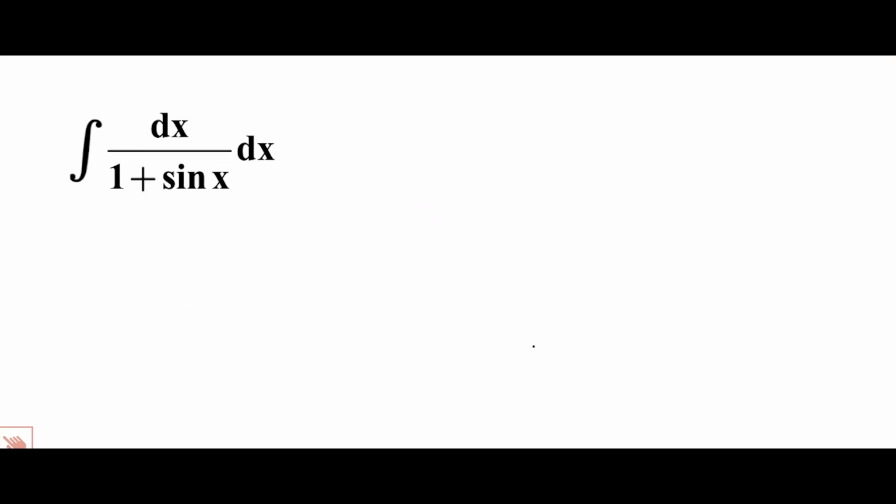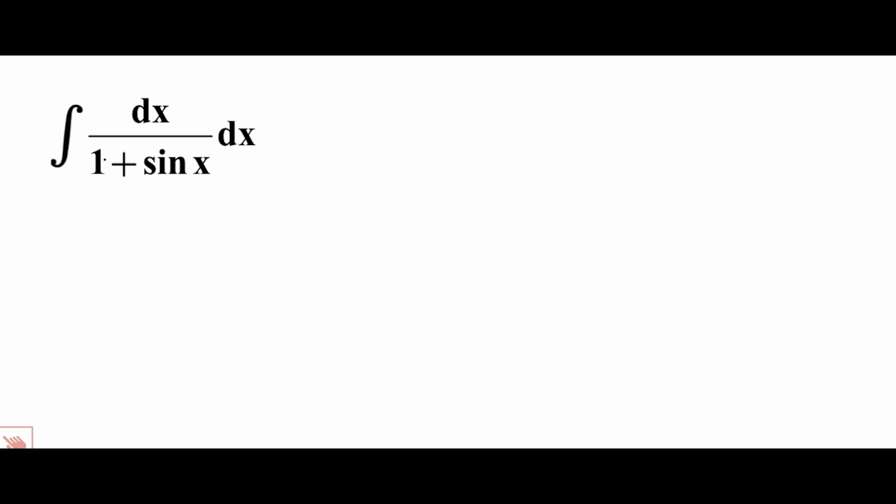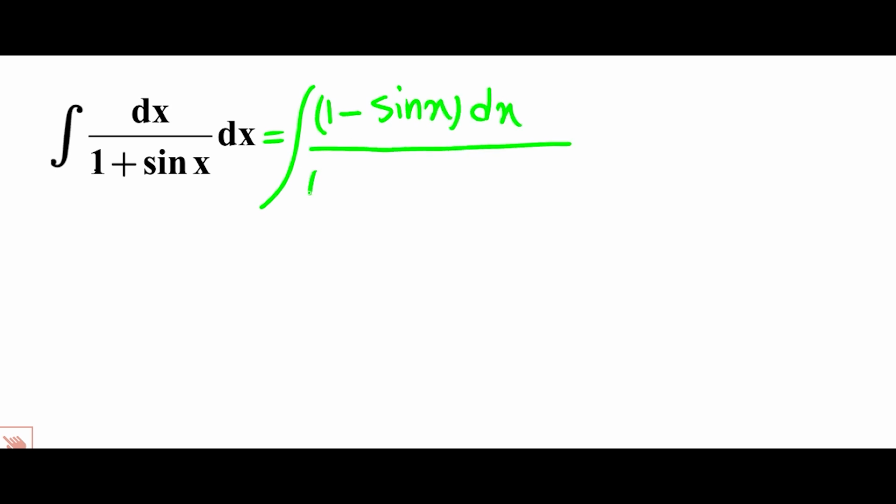Number 2, evaluate the integral of dx over 1 plus sine of x. First, we use the conjugate of the denominator, so we multiply the numerator and the denominator by 1 minus sine of x. So we have the integral of (1 minus sine of x) dx over (1 minus sine of x) times (1 plus sine of x).